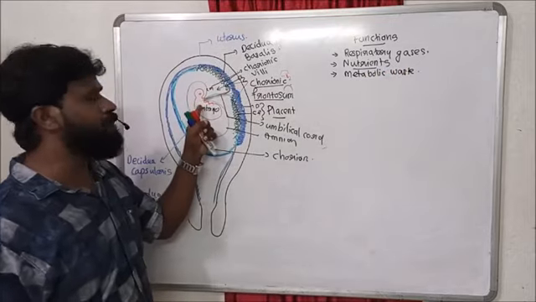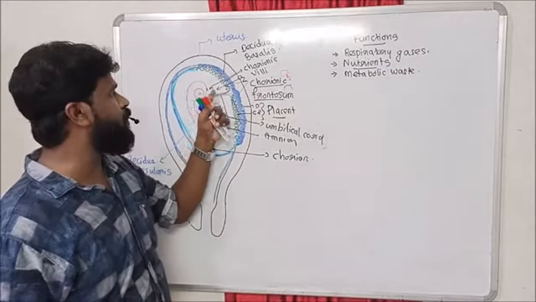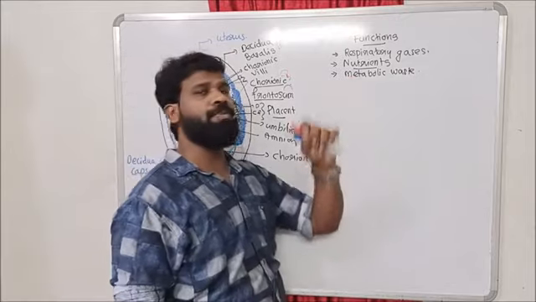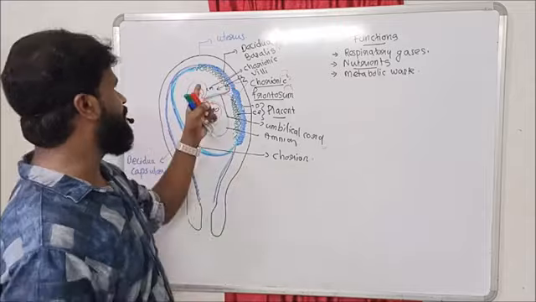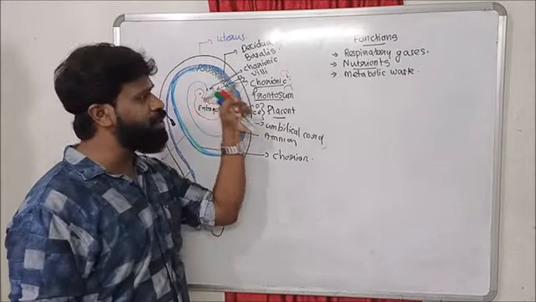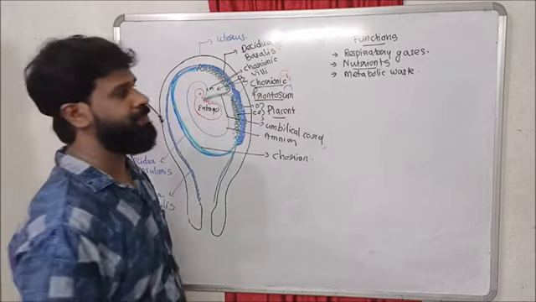The metabolic waste formed in the fetal body is transported to the placenta and diffuses to the maternal body. So the placenta allows the transport of metabolic waste from the fetal body to the maternal body.